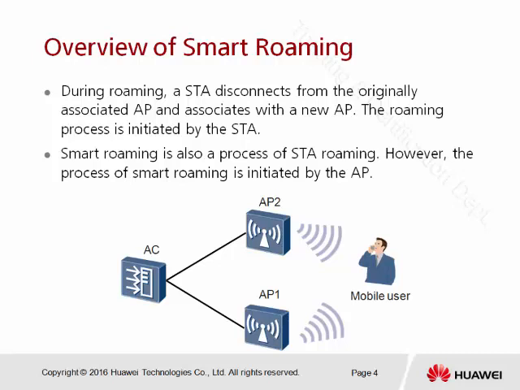Smart roaming is also a process of STA roaming. However, the process of smart roaming is initiated by the AP. So there are two different ways to perform roaming. If the roaming is done by the terminal, this is one kind of roaming. But for smart roaming, it is performed by the AP itself.